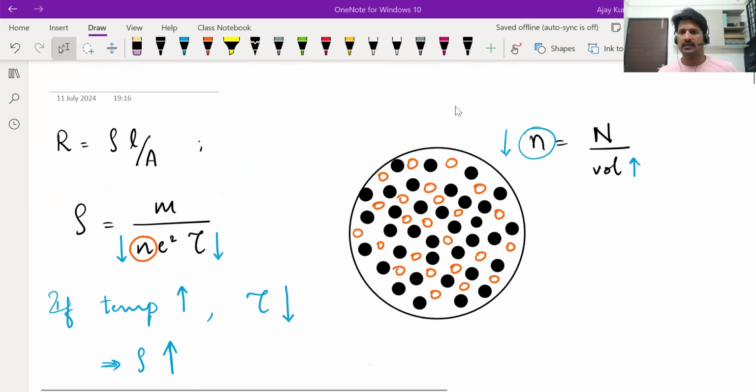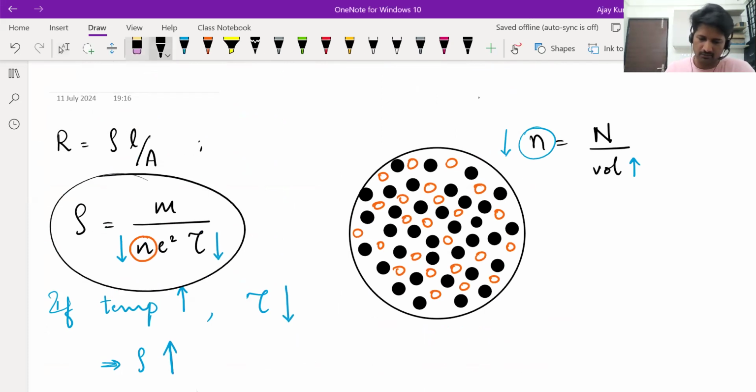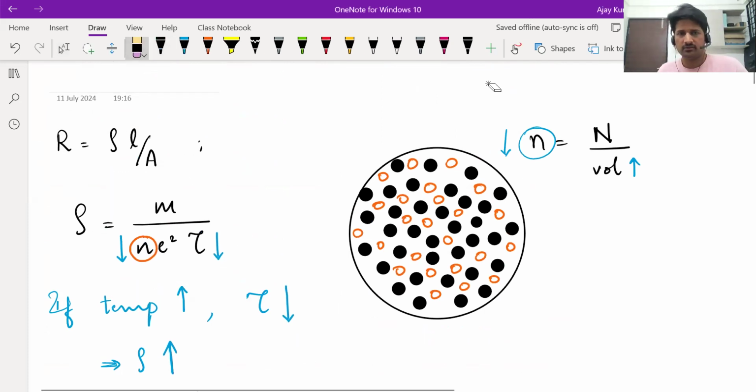Yeah, so in the last class, we had derived this formula for resistivity of a material, right? M by Ne square tau. M here is the mass of an electron. N is the number density. E is the charge and tau is the relaxation time. So what we talked about first today is what happens when we raise the temperature of the conductor.